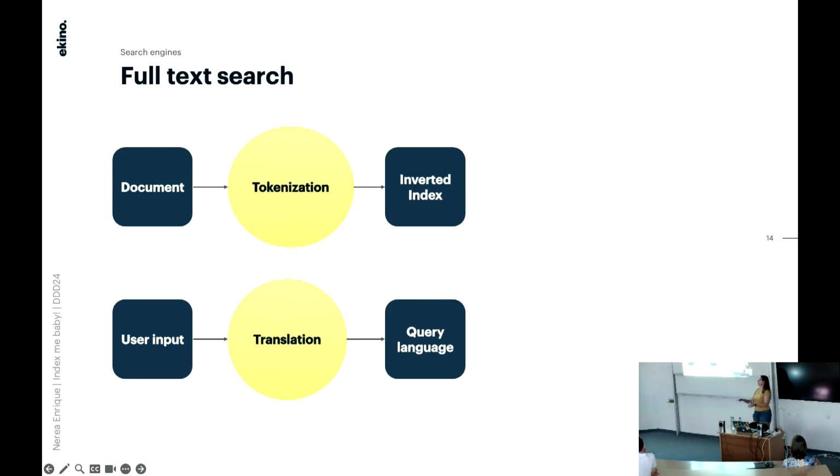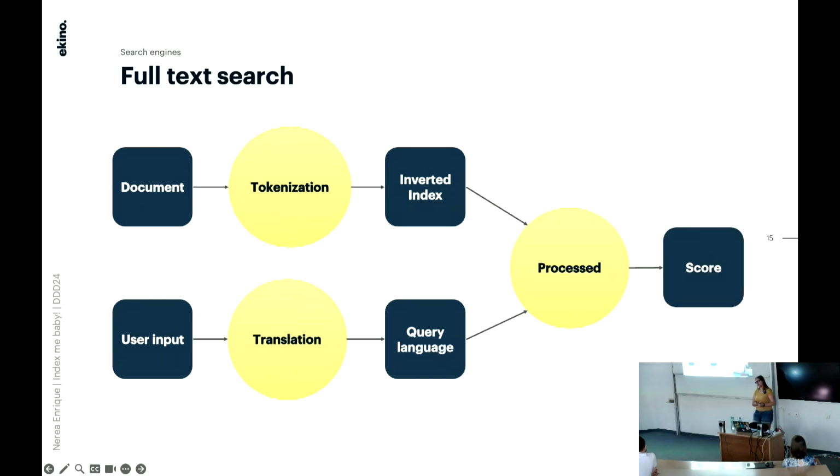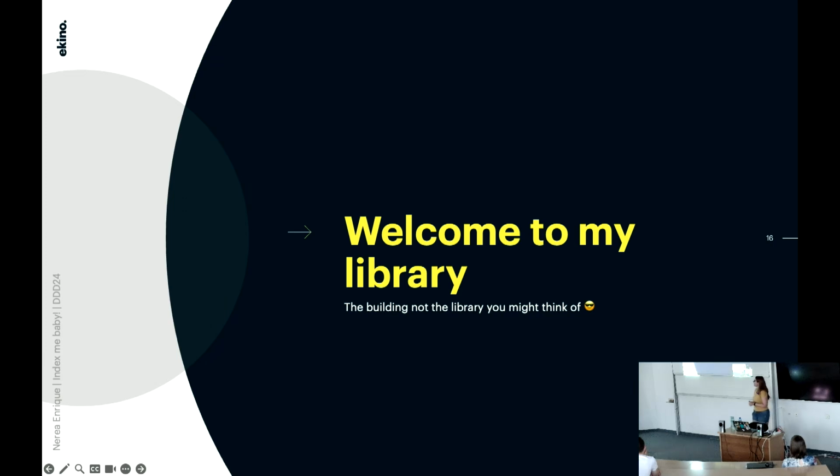And on the other side, we will have the user input, which will be translated into the query used by our search engine, so specific to the search engine. And then the query is used to process the inverted index to find for each document the best score based on the user query. And that's it. That's all the basics you needed to know.